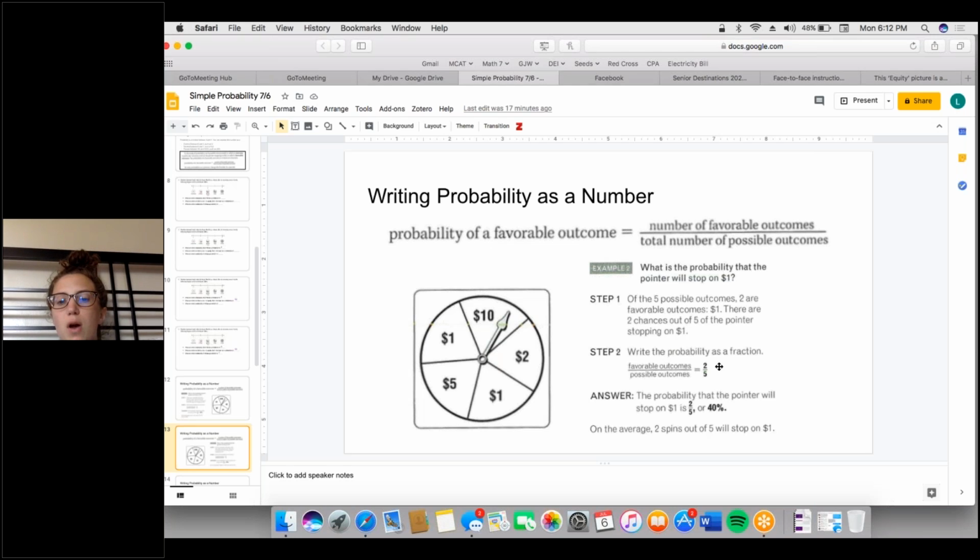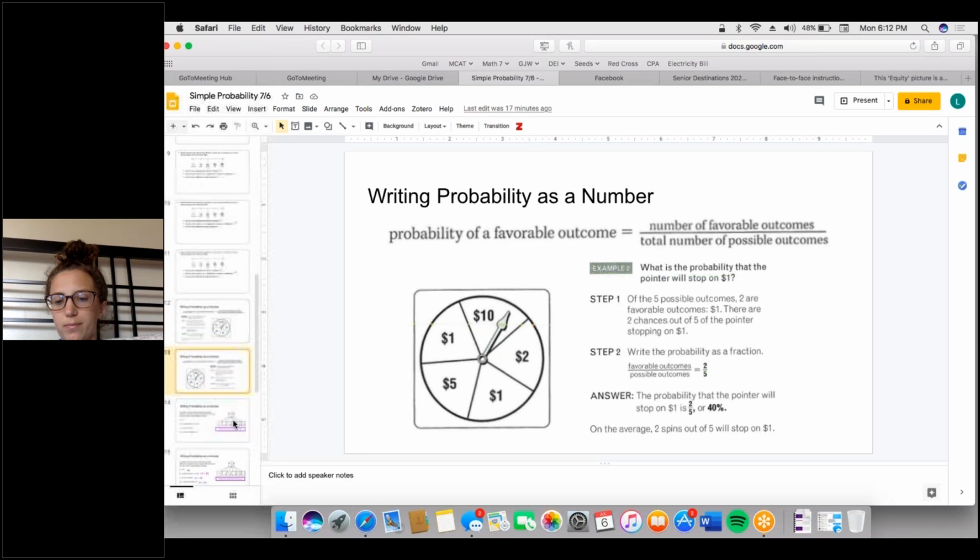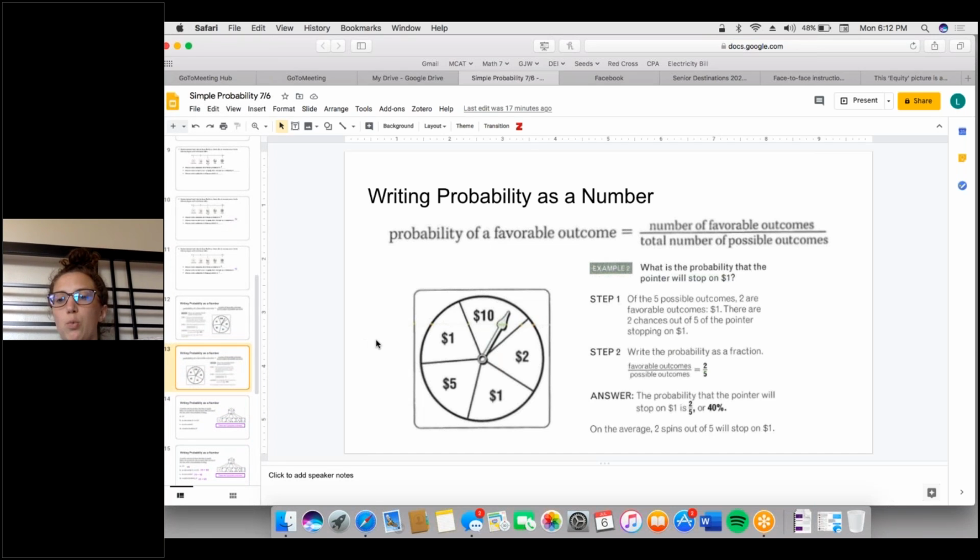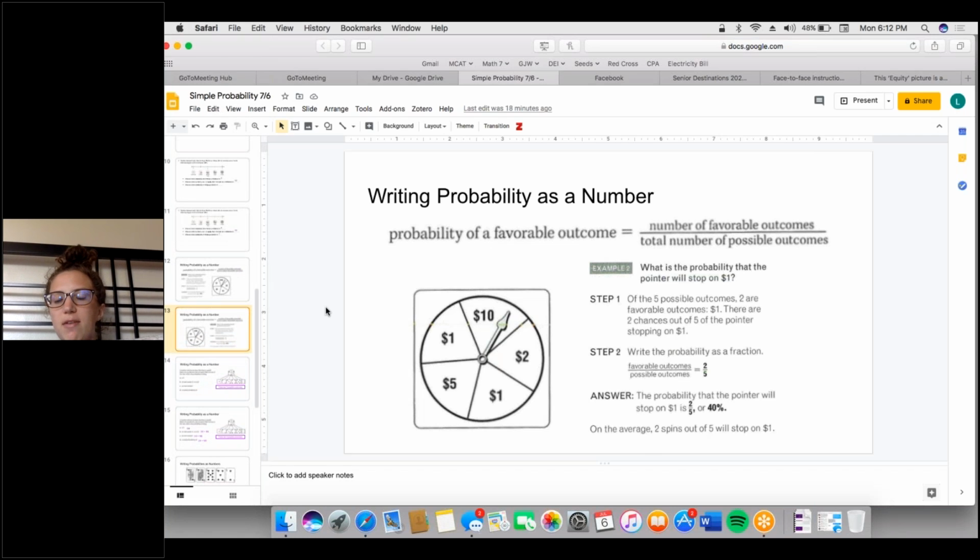So now in this problem, I write that as a fraction 2 over 5, which I could write as the equivalent percent as 40%. If you were to write that in words, that says on the average, 2 spins out of 5 will stop on $1. And what this means on average is if you spin it 5 times, you won't definitely land on $1 twice. You don't know that for sure. But you do know that that is the most likely thing that will happen. That's what's going to happen on average. So probability is kind of giving you those like ballpark estimates.